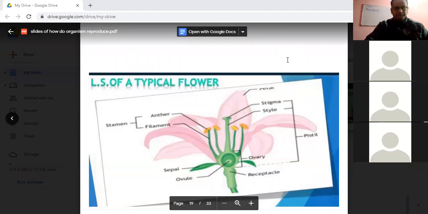Flower has pistil, stamen, petals, and sepal. In a stamen, there is anther and filament. Kunal, first you have to tell whether the stamen is the male or the female reproductive part. Male reproductive part. Okay, fine. And pistil is the female, which consists of a stigma, style, and ovary. Okay, very good.